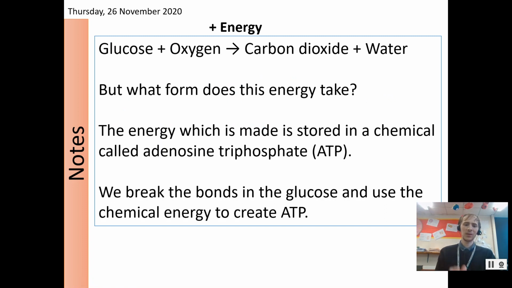Now, this energy comes in the form of a chemical called ATP. And when we break down the glucose into smaller molecules, and specifically carbon dioxide and water, that releases a small amount of chemical energy and creates this ATP.